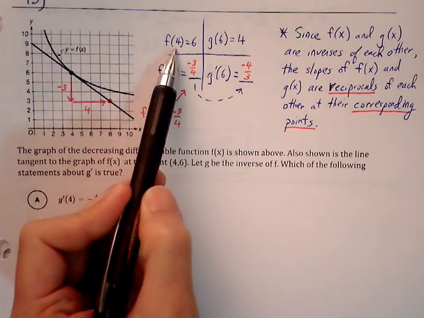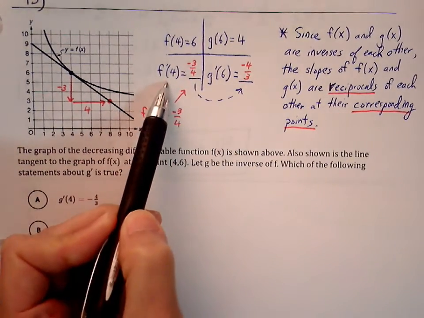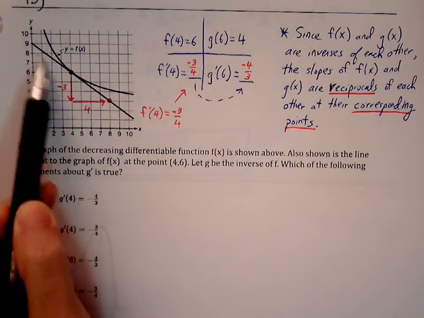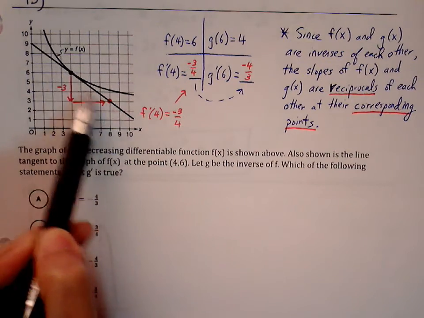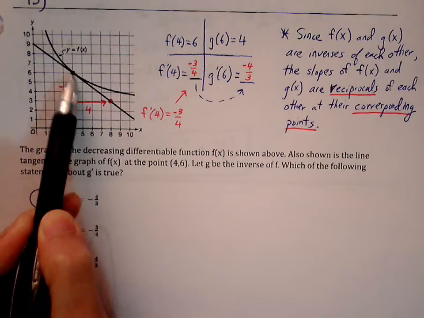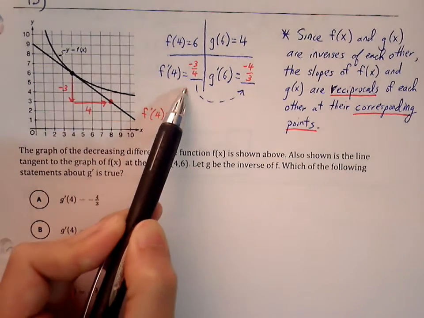So if f is in front of us, we can figure out the slope of the f graph at 4, because we can just figure out the slope of this line. If I pick 2 points on this line with the negative slope, it's down 3 over 4, rise over run, so the slope is negative 3/4.